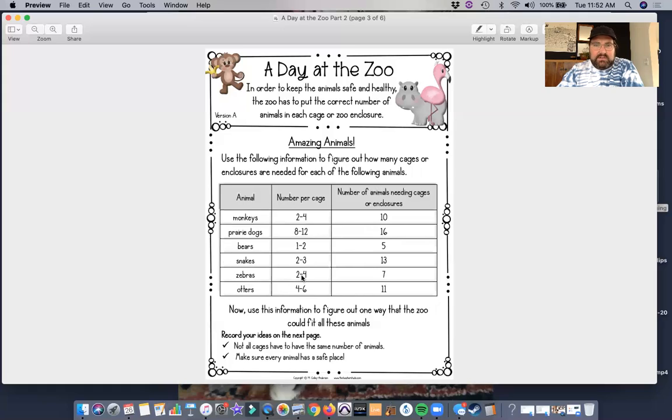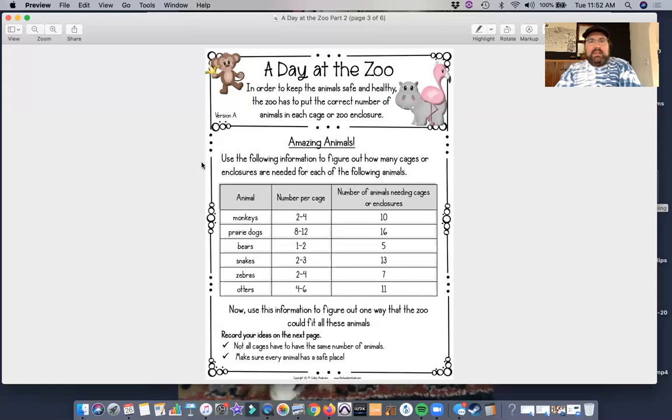Zebras, 7 to 4. Well, or sorry, 2. I looked at the wrong number. Zebras, it looks like 2 to 4 zebras can fit in a cage, and 7 zebras need cages. Okay, last one. Otters, you can fit 4 to 6 otters in a cage, and you have 11 otters. So how many cages will you need?